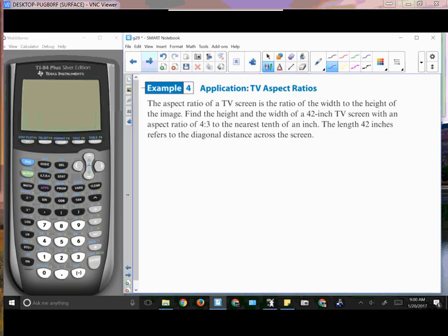So, let's take a look at example 4. Now, if you pay attention to when it talks about screen sizes on a computer or TV screen size, they always talk about aspect ratio. Now, the aspect ratio is the length and the width. So if I'm looking at a TV, and they say it's 4:3, that means that this is going to be 4x, this is going to be 3x.